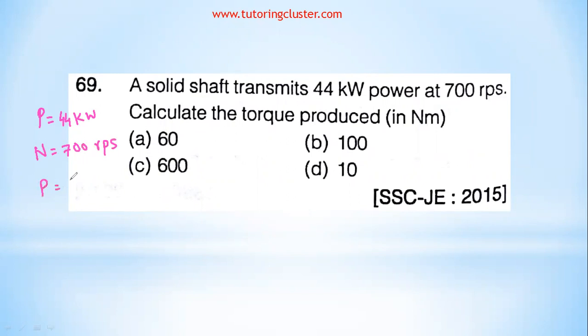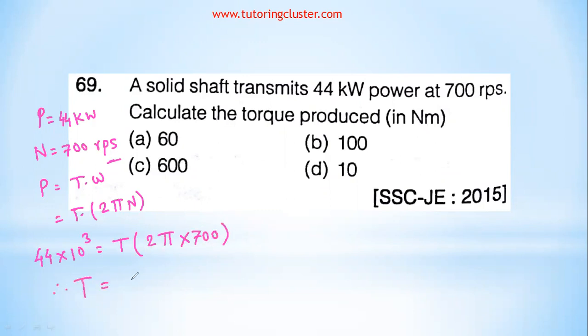So power is torque into omega, which is equal to torque into 2 pi N. See, 2 pi N by 60 is used when N is in rpm, but here it is in rps, so I am not taking 60. So 44 into 10 to the power 3 is equal to torque, which we have to calculate, into 2 pi into 700. Calculate torque from this, you will get approximately 10 Newton meter, not exact.